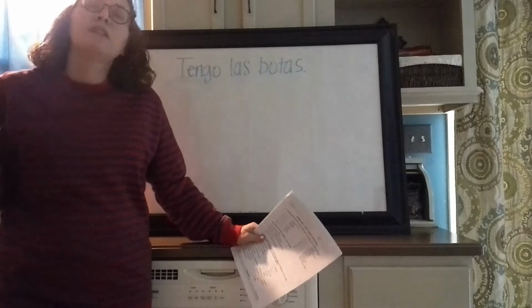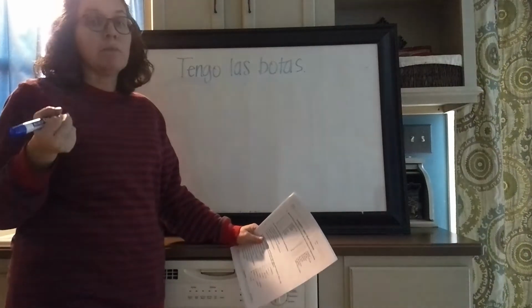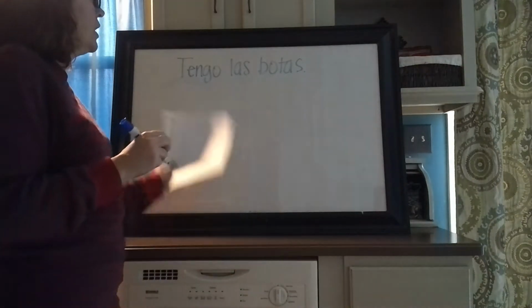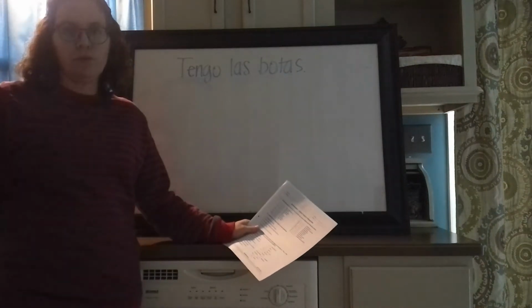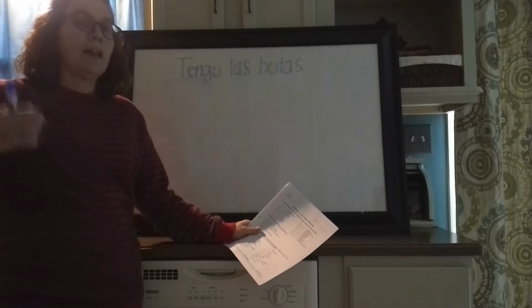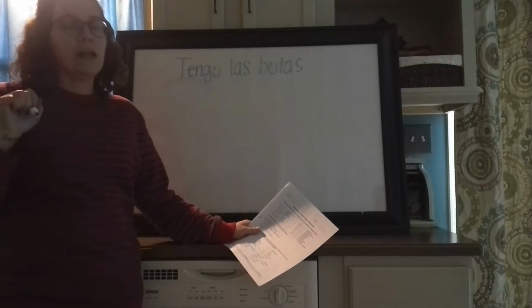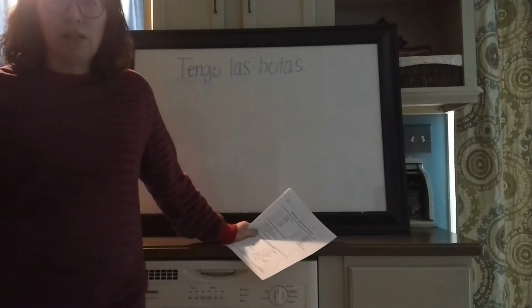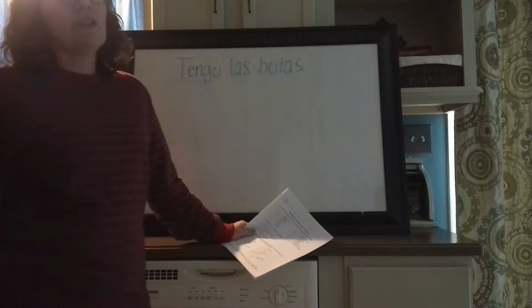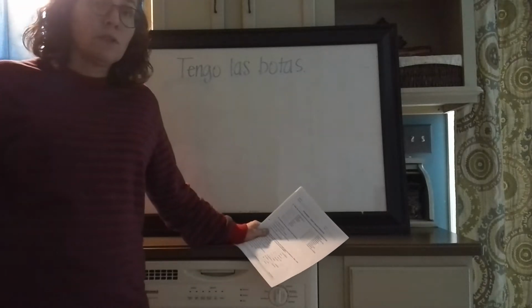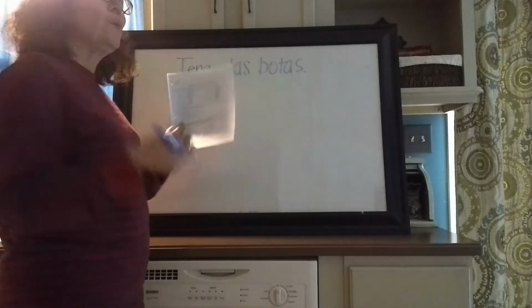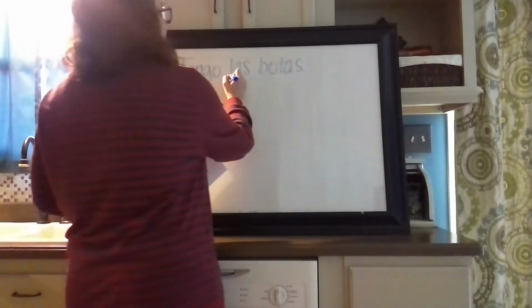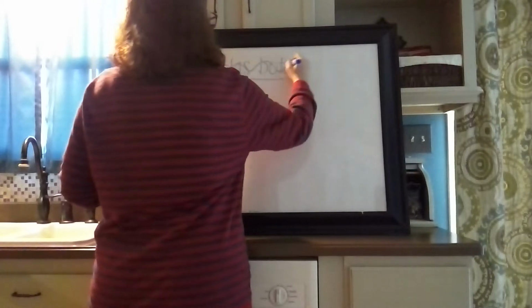All right, so we have the sentence, tengo las botas. Remember, las botas means the boots, right? Que bien, so tengo las botas, I have the boots. But now I want to say I have them. Not I have the boots, but I have them. So I want to replace the direct object with the direct object pronoun. Well, let's first of all find the direct object. Remember, we're answering the question, what? Tengo, ¿qué? What do I have? The boots, las botas. So we'll get rid of las botas.